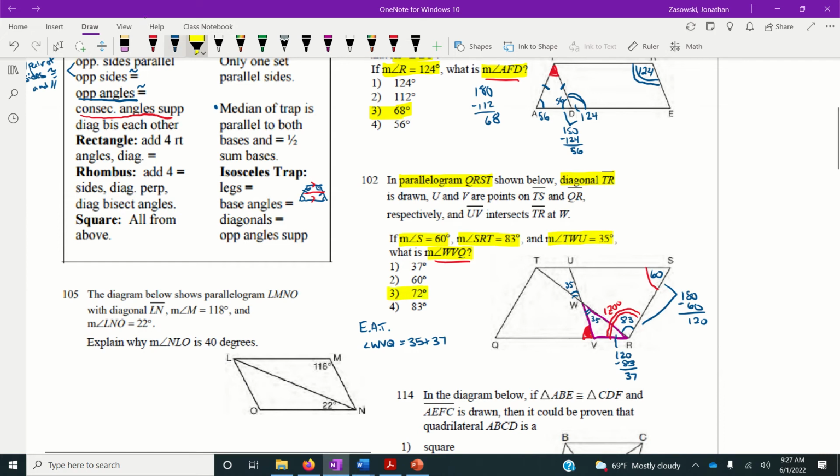Or we could use our triangle, okay? We know that 35 plus 37, we already know is 72. So the angle that's right here is 180 minus 72, which is 108. And that would make 180 minus 108 equal to that red angle, which again is 72.